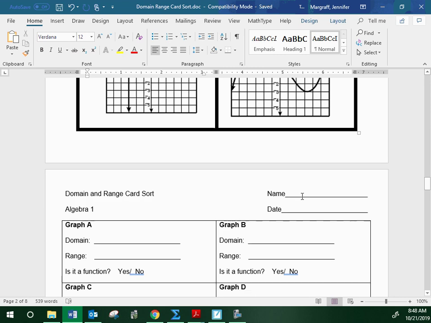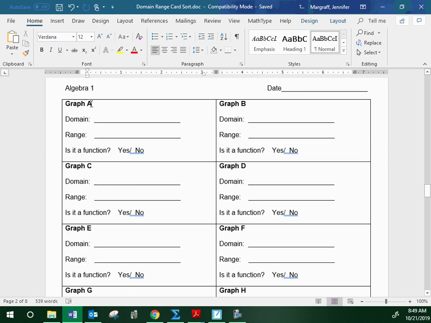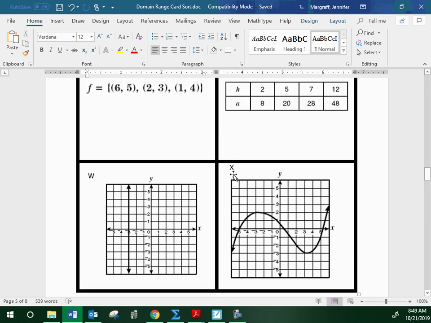let me bring up your, there you go. For each graph, you're going to list the domain and range and decide if it is a function or not a function. So for example, here's graph X. I'm going to first decide, is this a function? And I'm going to decide my domain and range. So we're going to do that next.